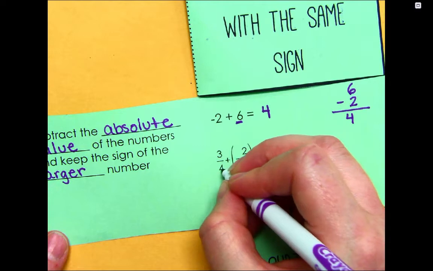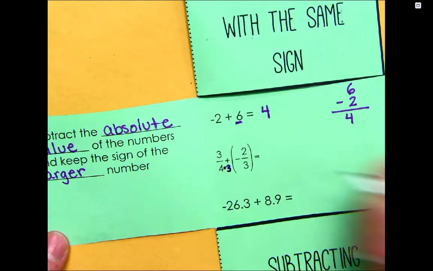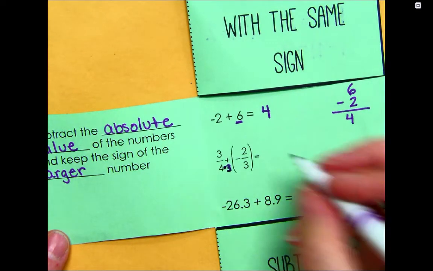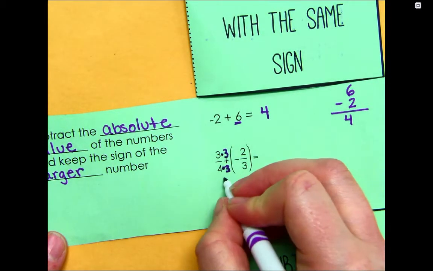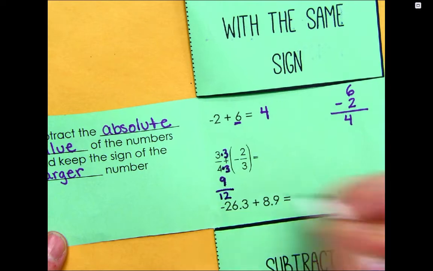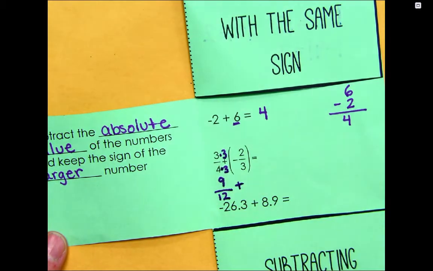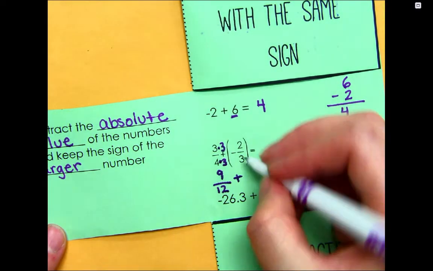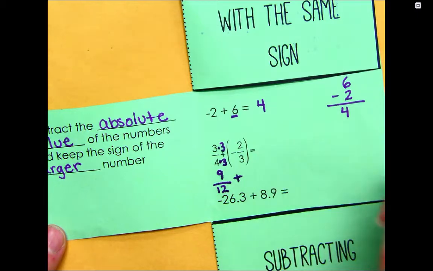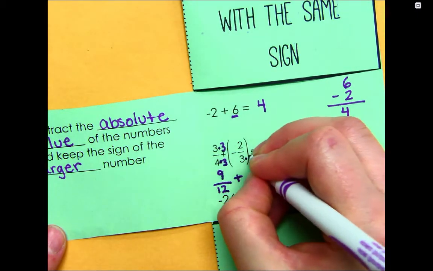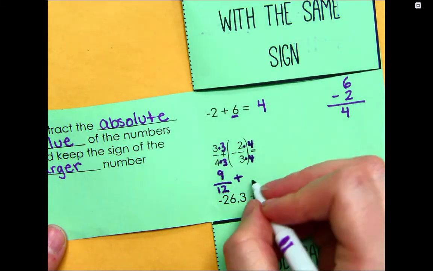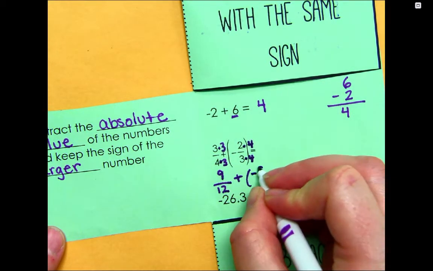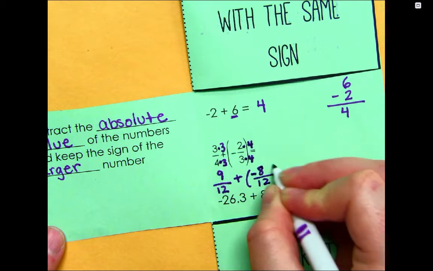So I'm going to multiply 4 times 3. Whatever I do on the bottom, I have to do on the top. So now that is a 9/12 plus In order to change this 3 to a 12, I'm going to have to multiply times 4, top and bottom. Plus, I'm going to put a negative 8 over 12.